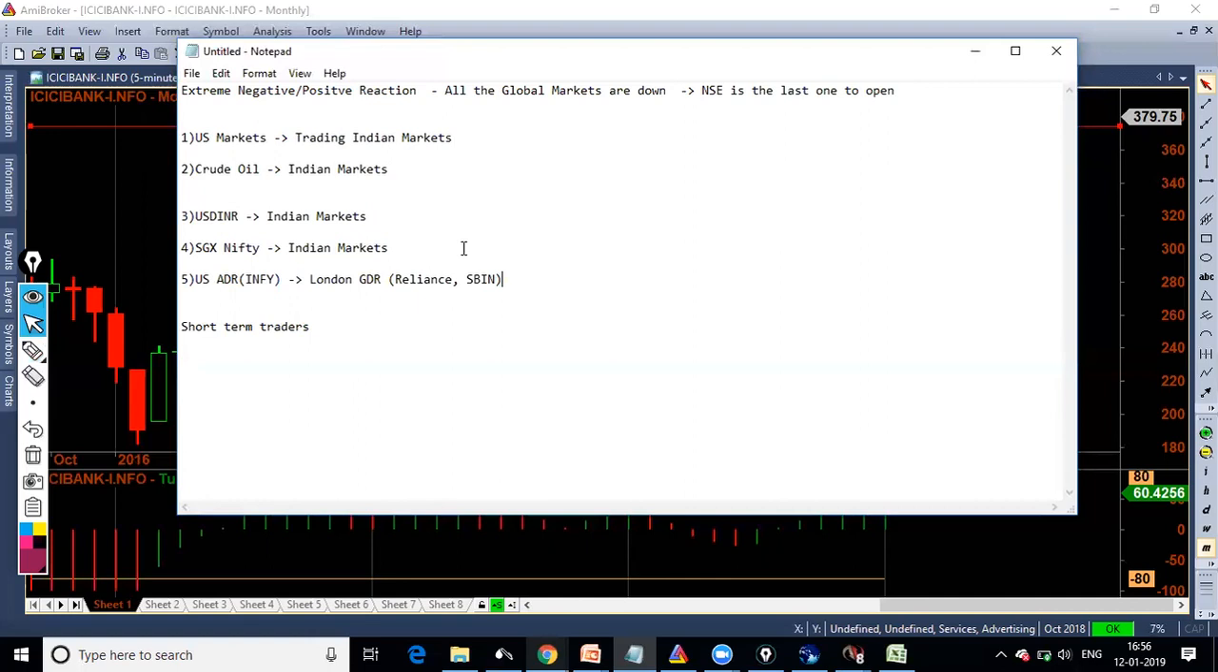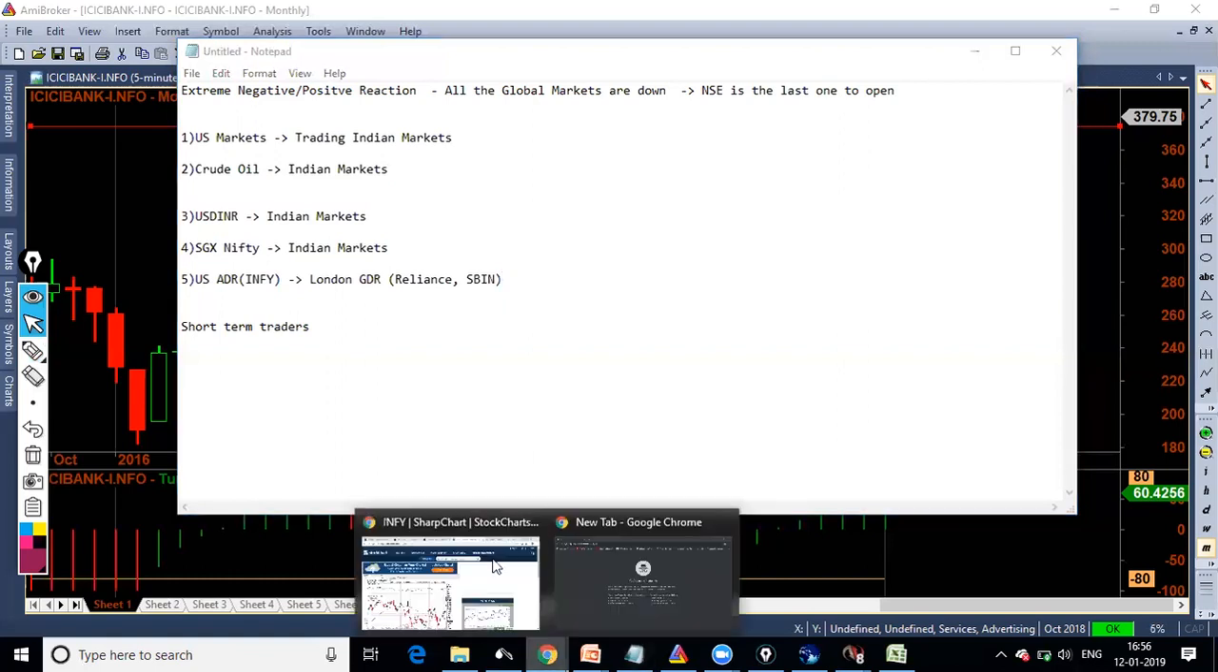SGX Nifty, you can watch SGX Nifty. It's good to watch SGX Nifty around 8:50 or 8:45. It gives you a fair picture of where the Nifty is likely to open. It will be plus 10 or minus 10, something like that, right? No, at times it could be a 100 points gap up also. From SGX Nifty, you'll be able to catch up. So SGX Nifty, you can watch out over here.